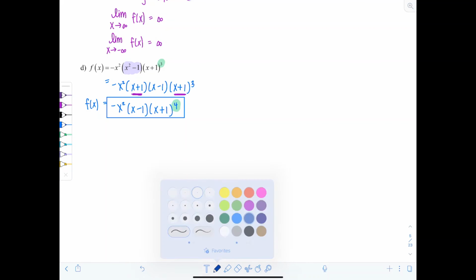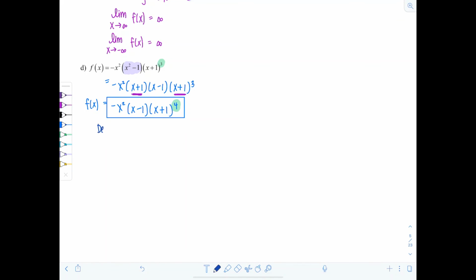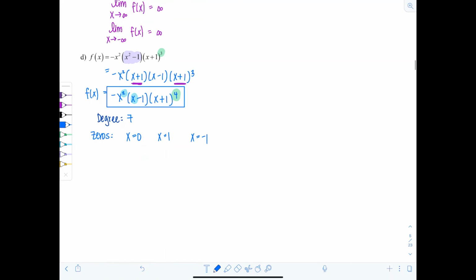Okay, so let's see, what's the degree on this guy? Imagine multiplying it all the way out. 1, 2, 3 plus 4, so 7. The degree is 7. Let's list the zeros. So if x squared is there, that means x equals 0 is a zero. x equals positive 1, and x equals negative 1.